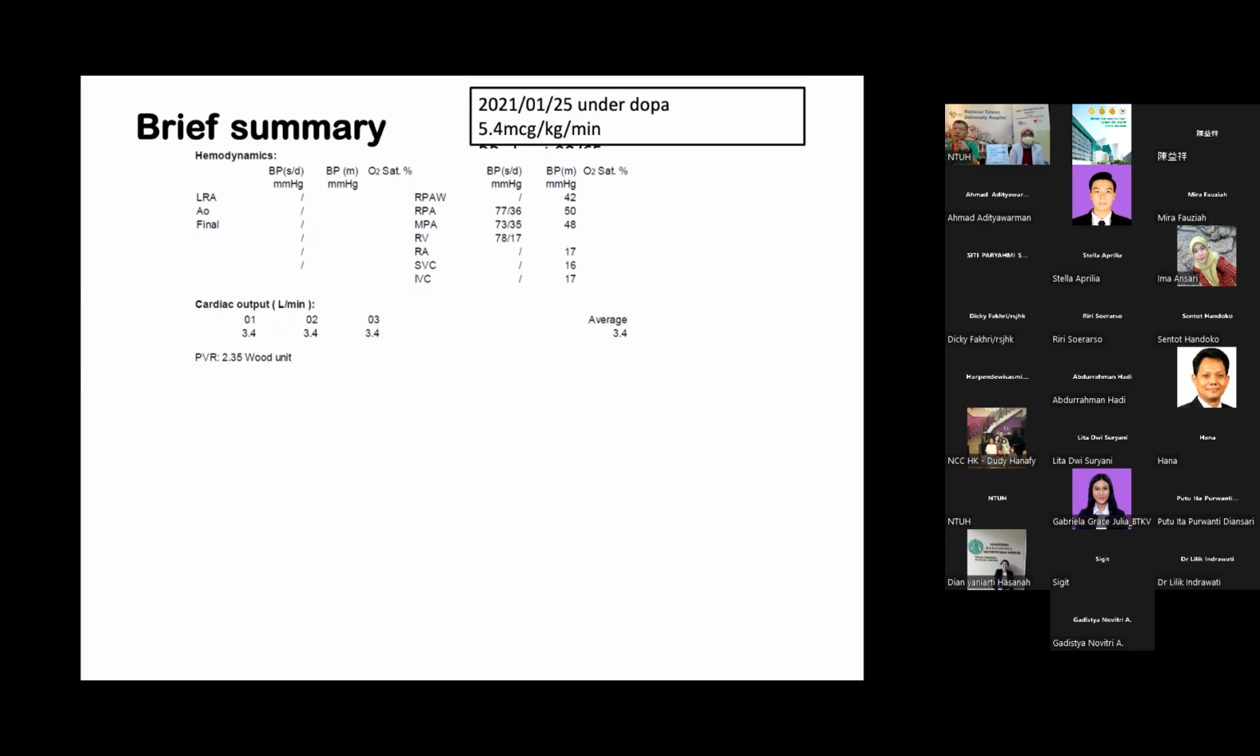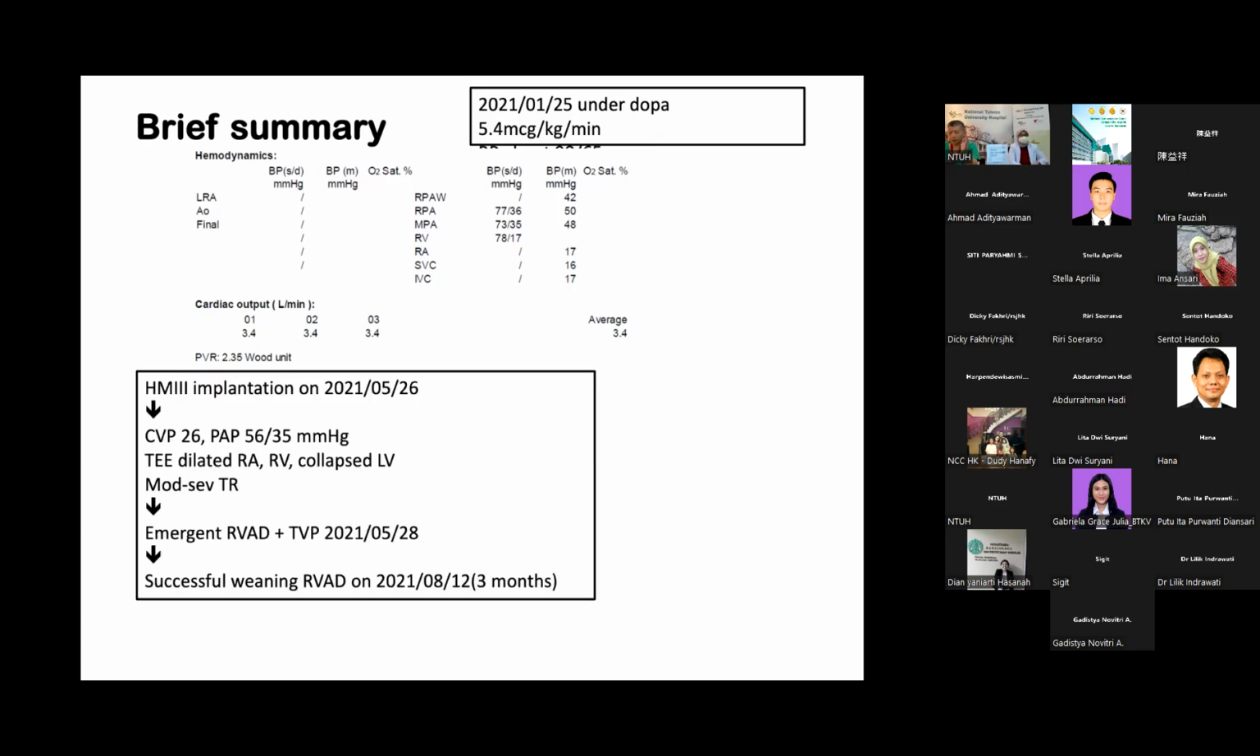When the PVR is going down, it means this pulmonary hypertension is reactive and is not a contraindication for heart transplantation. That's why we do this catheterization. Say, okay, this PVR is 2.3 units. It means we can perform heart transplantation for this group of patients. And so, in that condition, we put on the Harmony 3 on May 27.